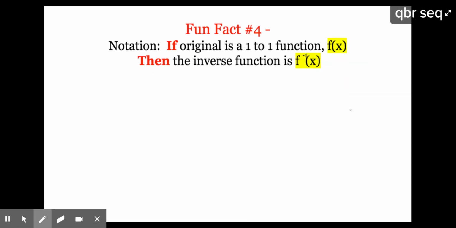So that was fun fact 3. We've done reflect over the line y equals x, the variables switch, and then if it's 1-to-1, the inverse is a function. If a function is 1-to-1, the inverse is a function.